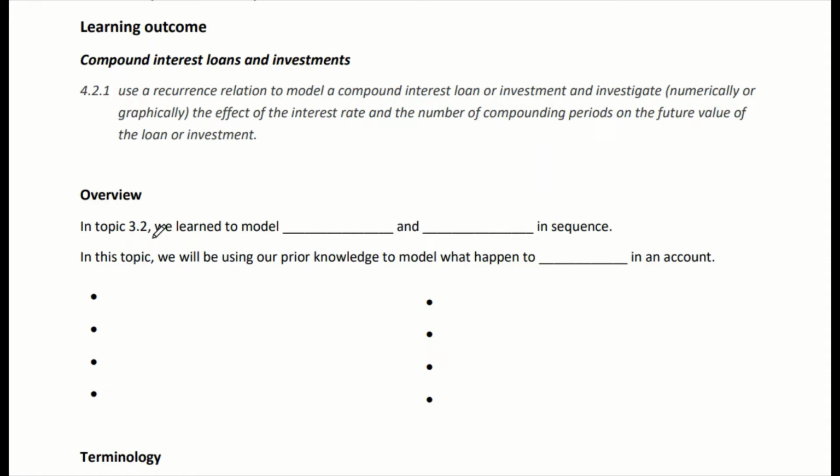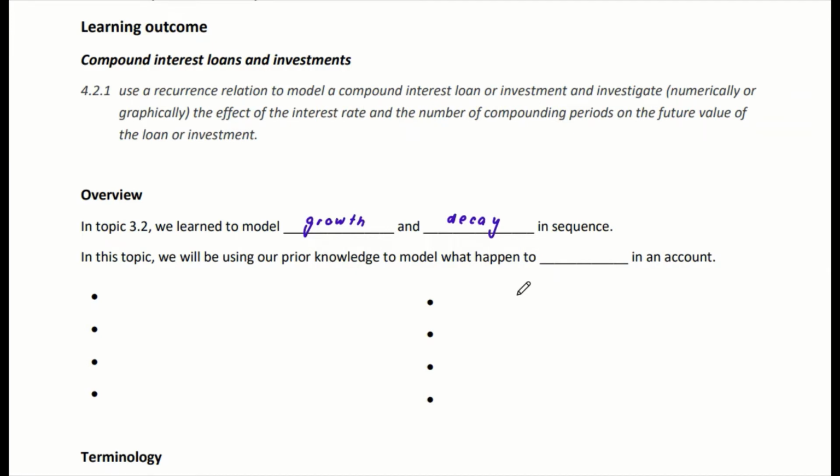If you can recall, in topic 3.2 we learned how to model growth and decay in sequences. We learned how to write recurrence relations. We also know how to identify some special sequences, for example arithmetic sequences, geometric sequences, and also first order linear recurrence relations.